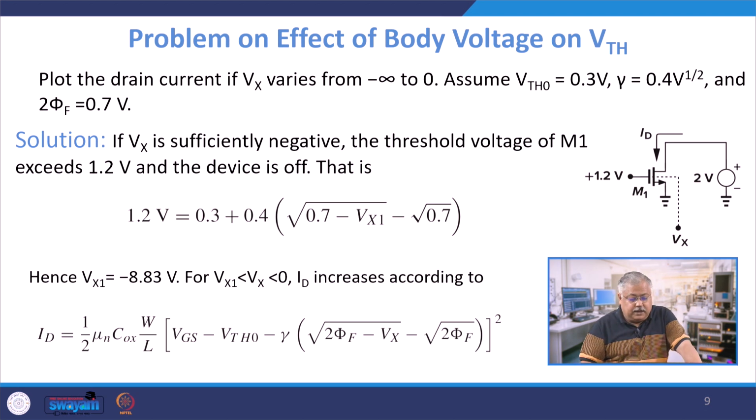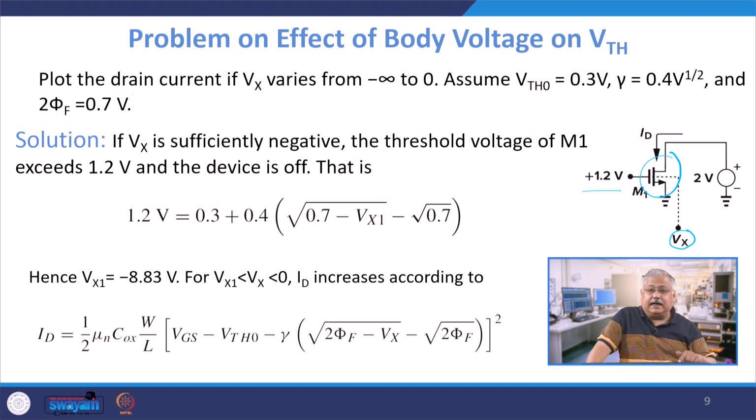Okay. Let us look at the problem on the effect of VSB on threshold voltage, and this is a simple problem which we did. So, you need to plot drain current. This is my problem. I have an enhancement mode MOS device, where the substrate bias is shown as Vx. You have applied a plus 2 volt on the drain side and a plus 1.2 volt on the gate side, because of which a drain current is flowing. Now, if Vx is sufficiently negative, the threshold voltage of M1 will exceed 1.2 volt and the device will be off.